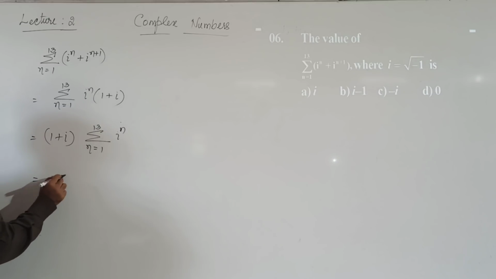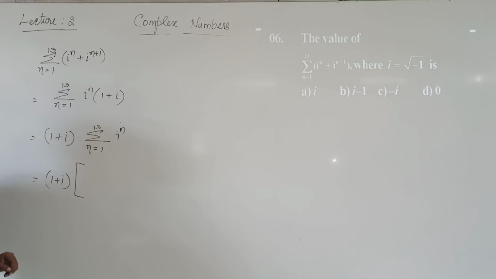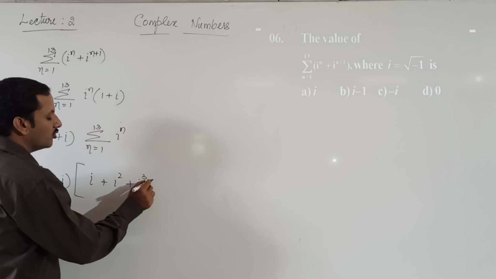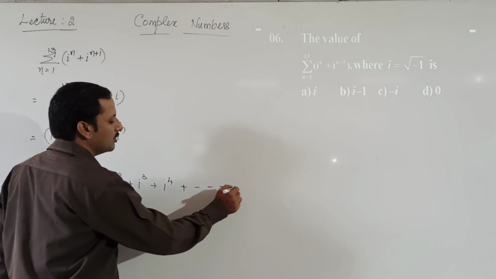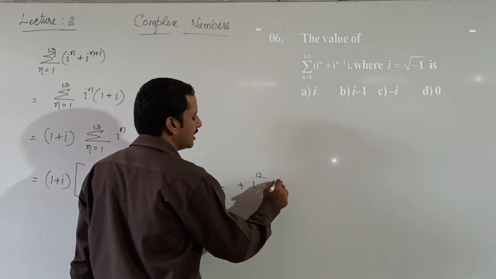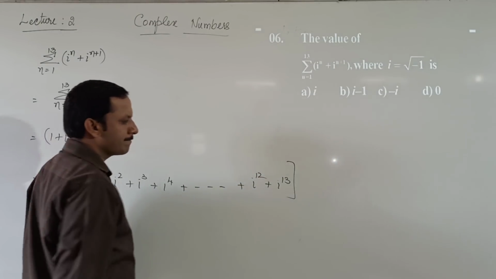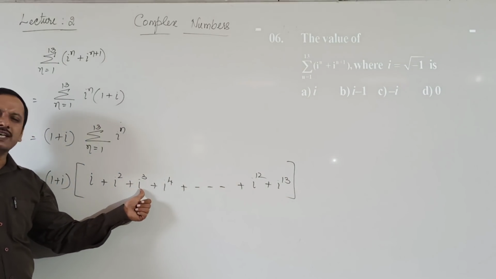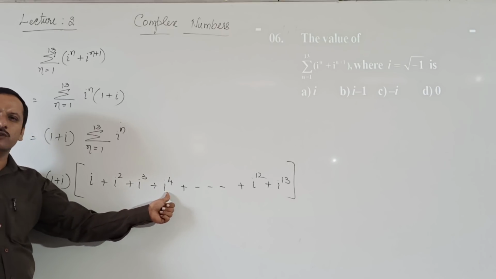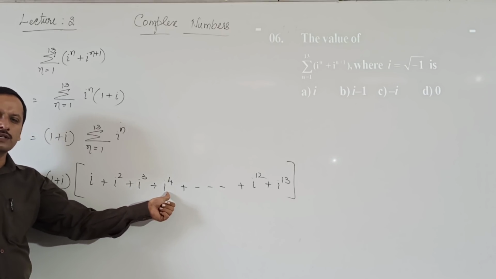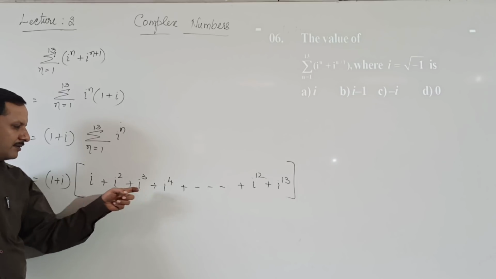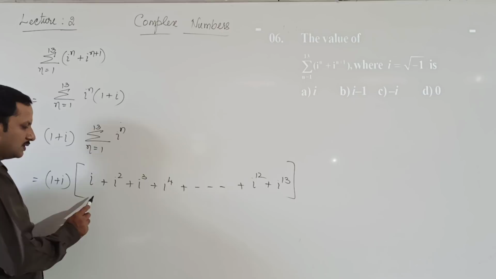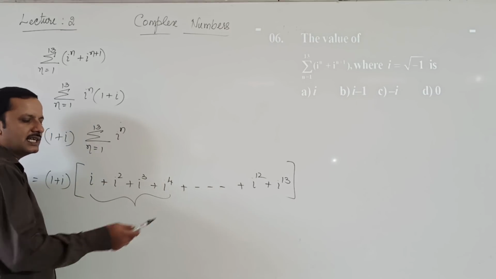Now go on substituting values for n starting from 1 till 13. So i power 1 plus i square, i cube, plus i power 4, i power 5 and so on until i power 12, plus i power 13. What is i square? Minus 1. What is i cube? Minus i. What about i power 4? 1. i power 4 is 1. So 1 minus 1 gets cancelled, i minus i gets cancelled. So among these 4 terms, everything gets cancelled.